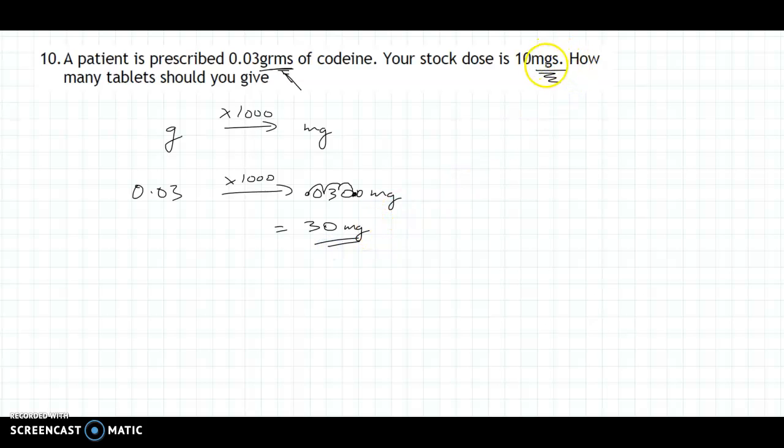The tablets are 10 mgs each. So 30 mgs divided by the tablet amount 10 mgs, we end up with 3. So the answer is 3 tablets.